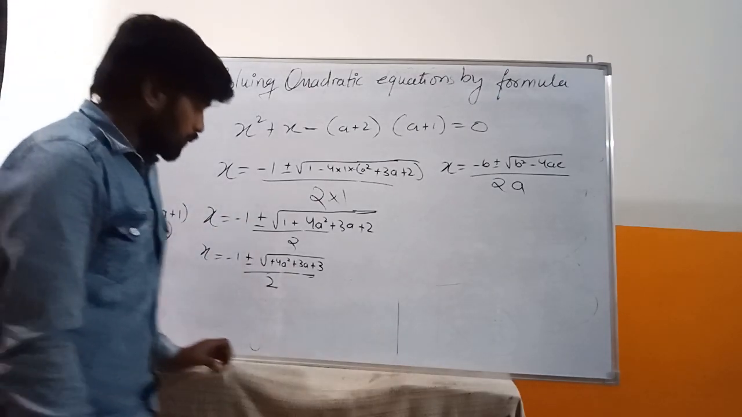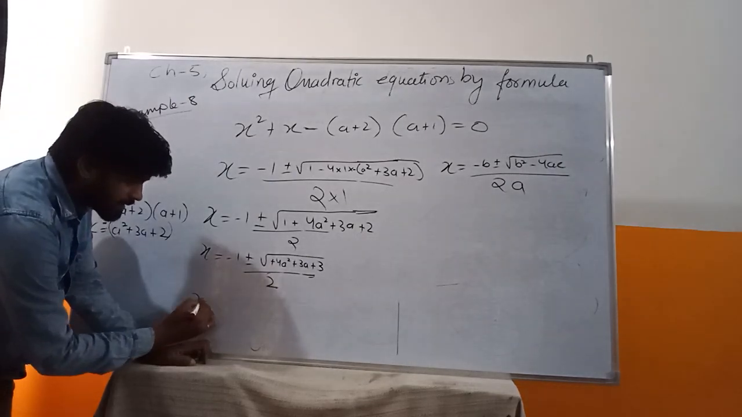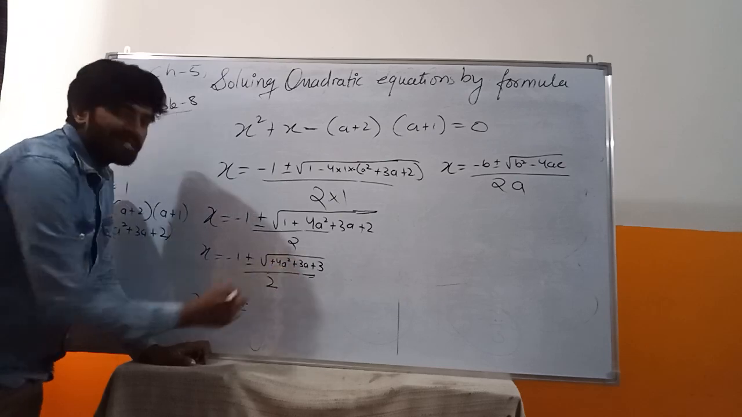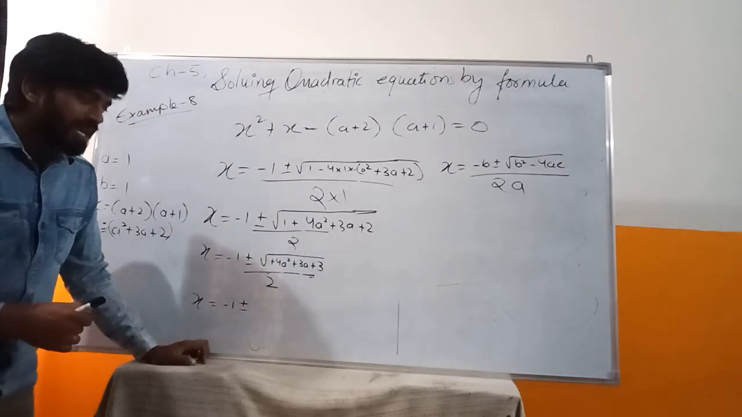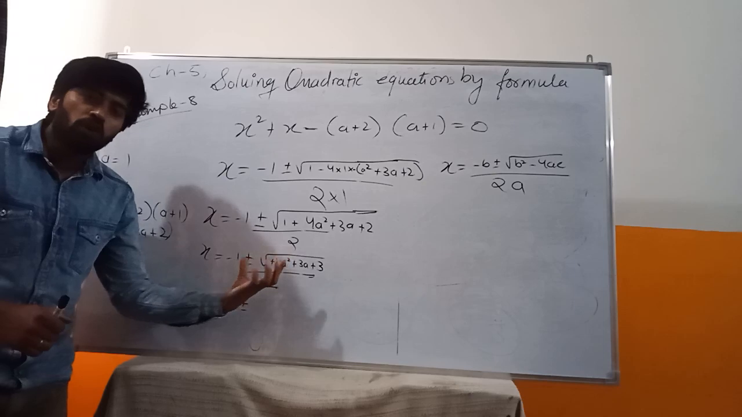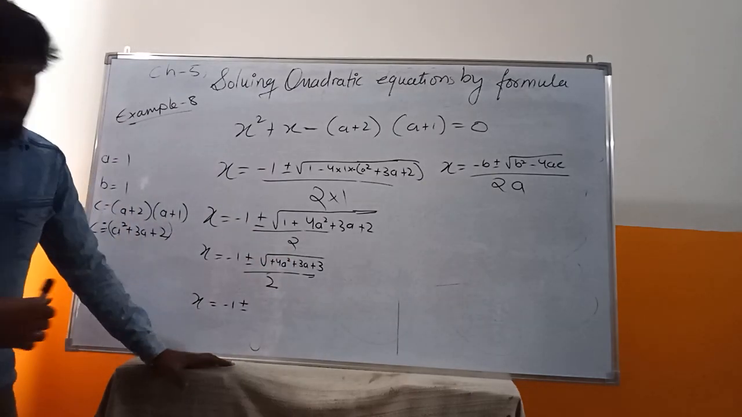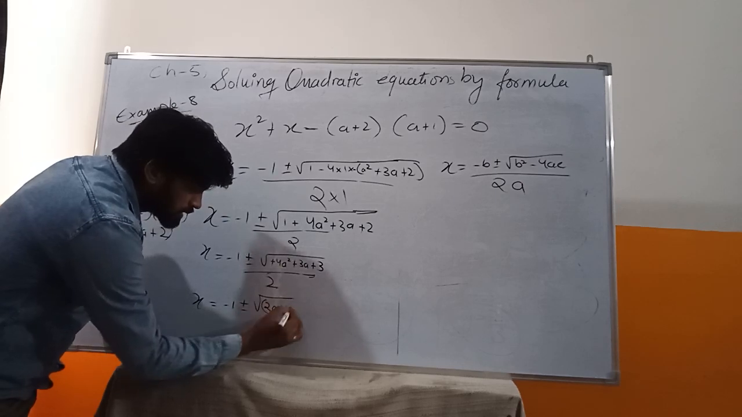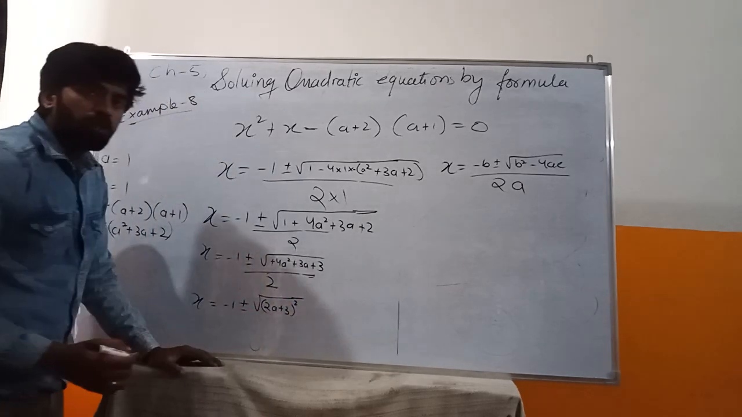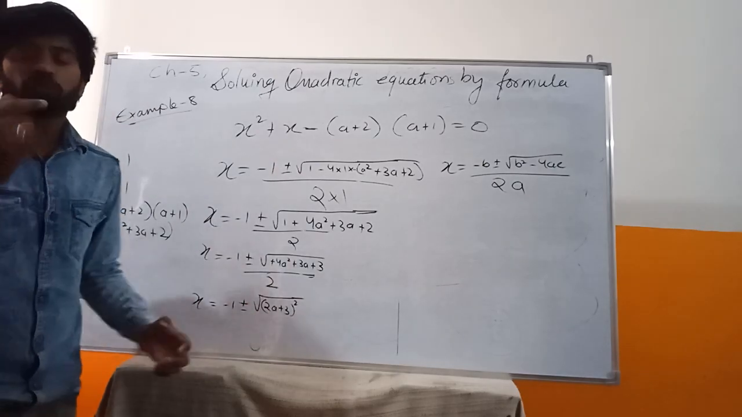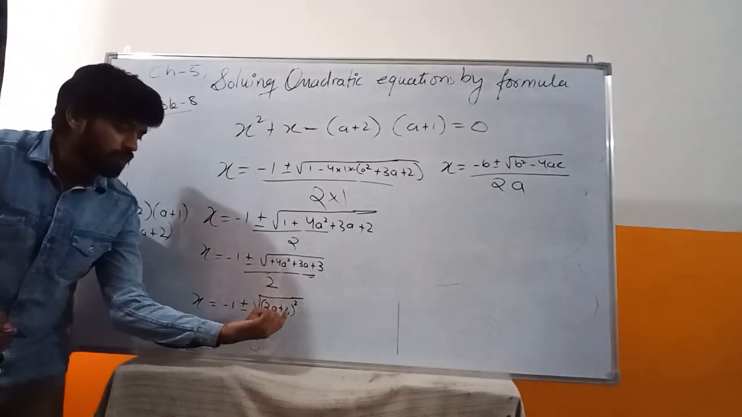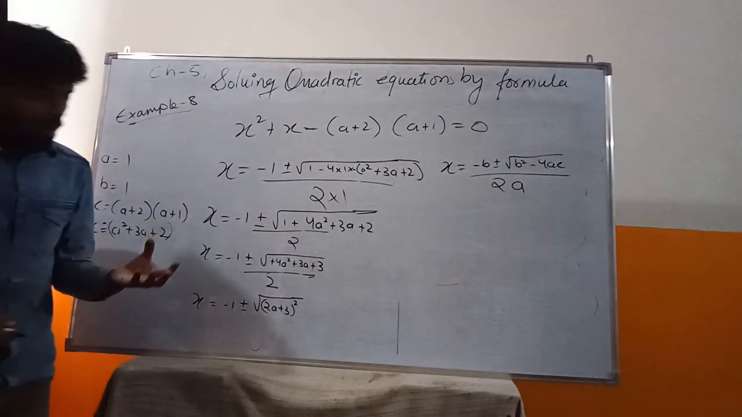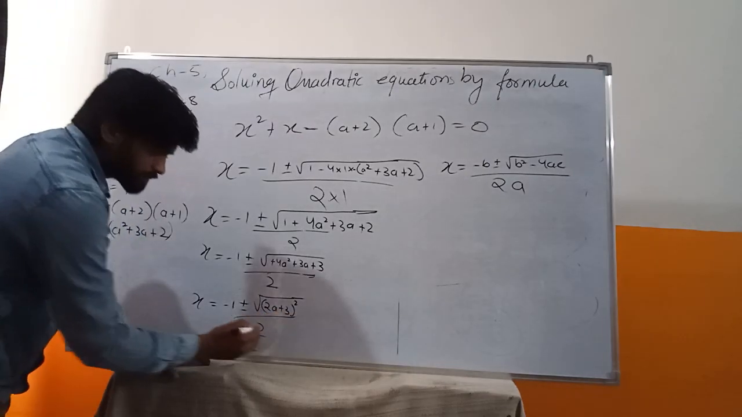Okay, so what I'm going to do now: x equals minus 1 plus or minus the square root, and I'm going to factorize this. You know very well how to factorize this, and when you factorize this, you're going to get 2a plus 3 whole square. You can do the middle term splitting. You're going to get 2a plus 3 and 2a plus 3, two brackets. You can do middle term splitting for this separately. Okay, what after this? Upon 2.